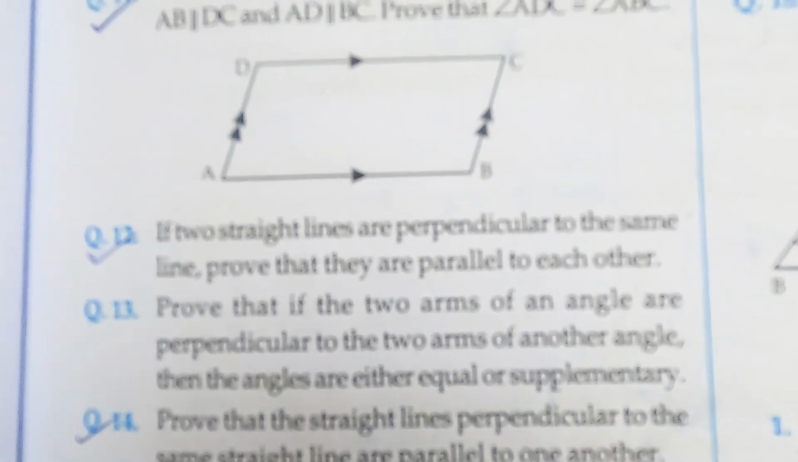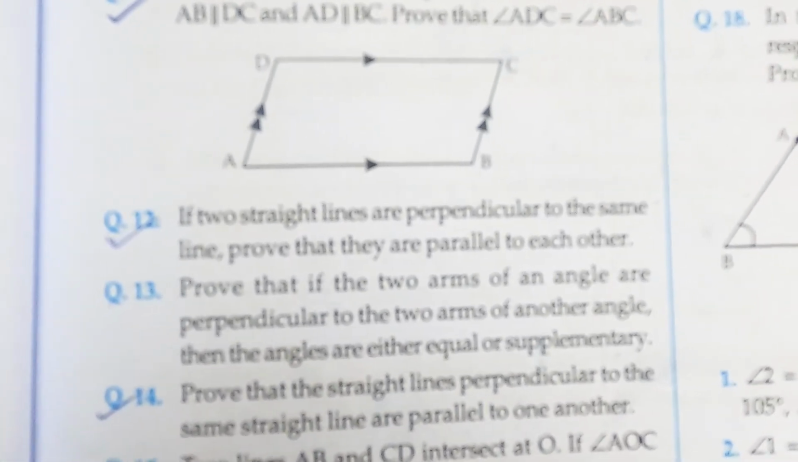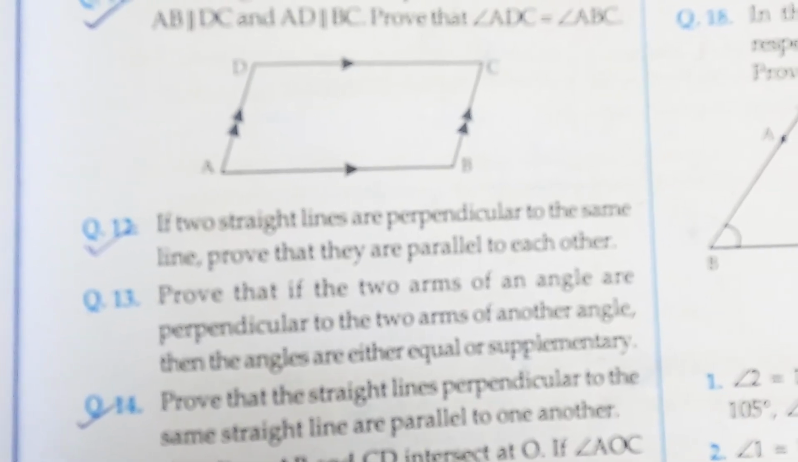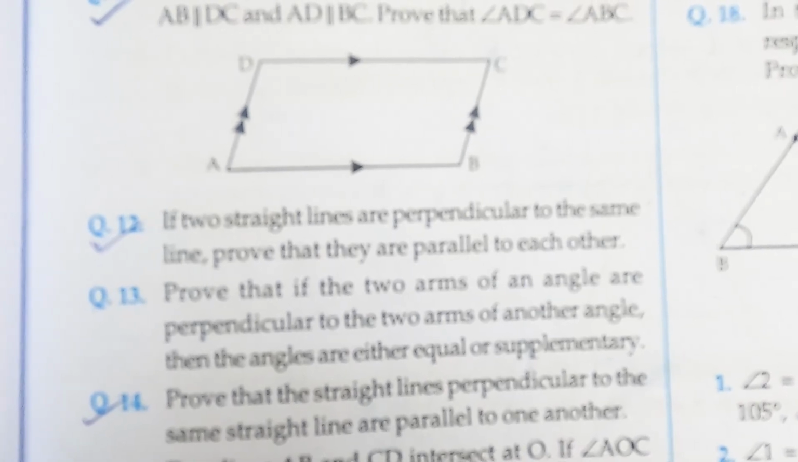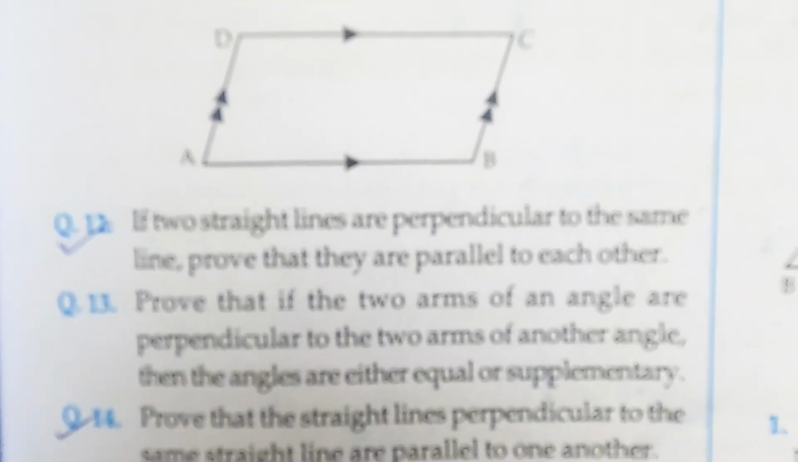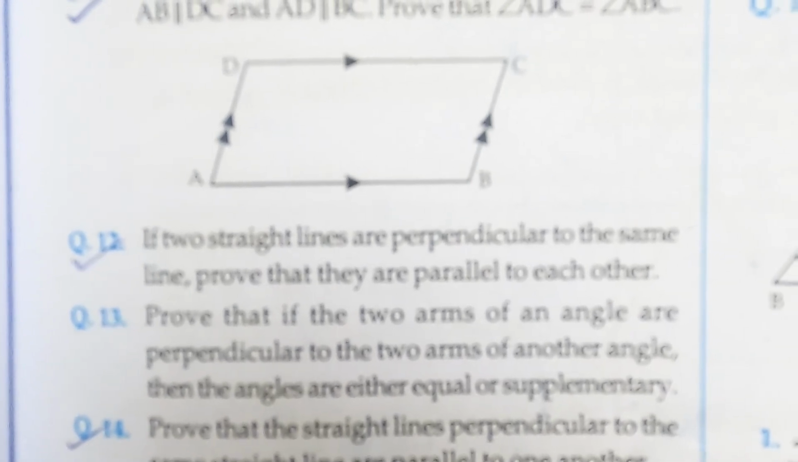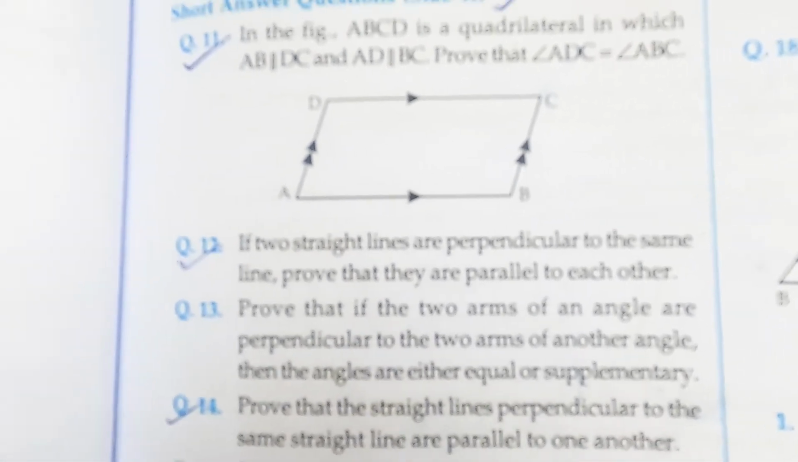All right, next we will be starting with question number 12. In question number 12, if two straight lines are perpendicular to the same line, prove that they are parallel to each other. So I'll repeat the question. If two straight lines are perpendicular to the same line, prove that they are parallel to each other.